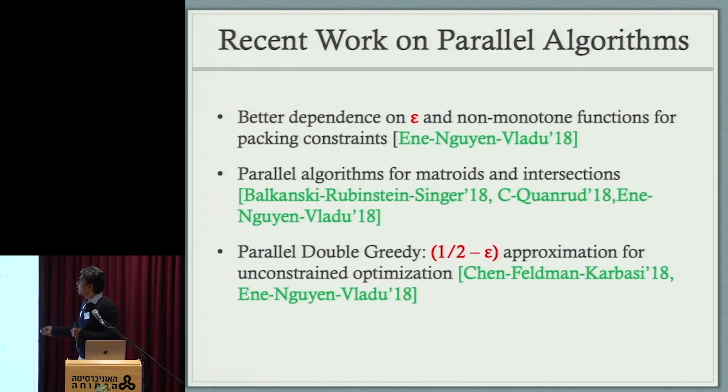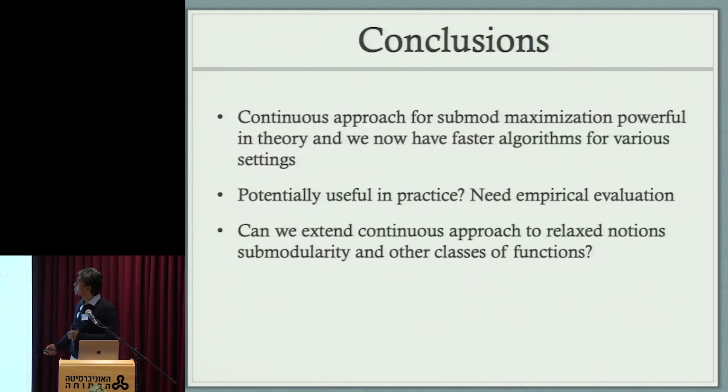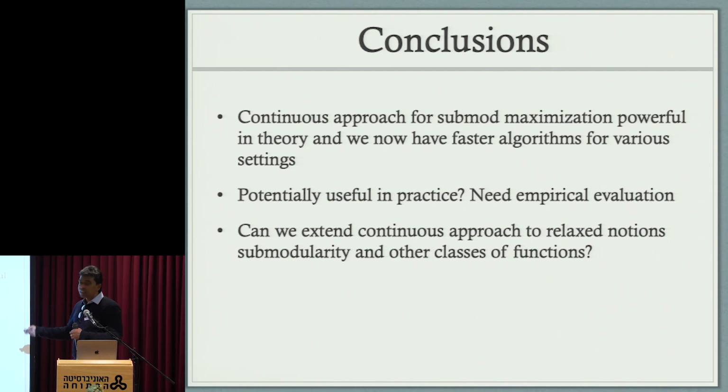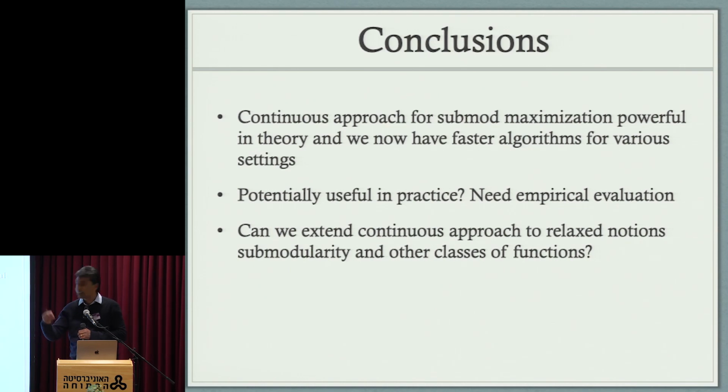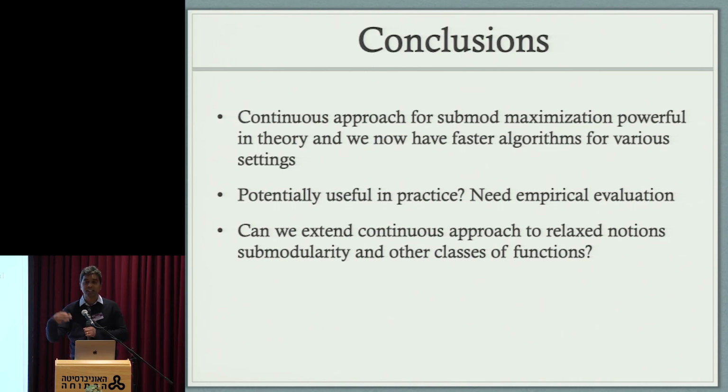Okay? There's a lot of recent work on parallel algorithms. I don't have time to say anything about that. What I hope to show is that this continuous approach is very powerful, first in getting good approximations, that was the initial goal. And now we have many, not just this work, many other works which have tried to get faster algorithms. And I think we have theoretically faster algorithms now for many interesting problems. I don't know if they're really practical yet. I think that requires some empirical evaluation, which maybe is beyond the scope of me at least. And one nice question is, can we extend these continuous approaches to other functions beyond just submodularity? Are there nice classes of functions where these approaches give us good results? That may be an interesting question.